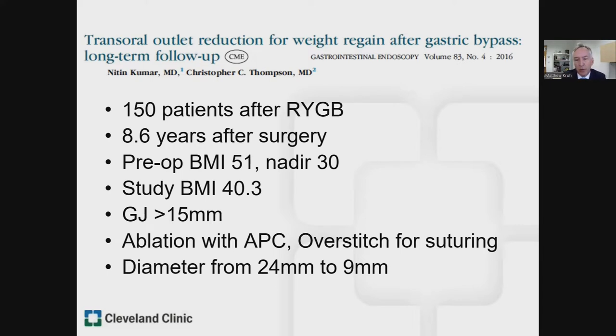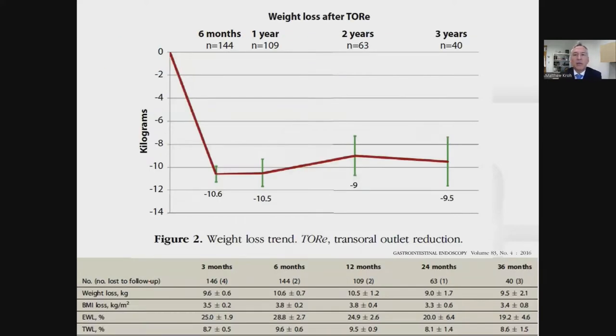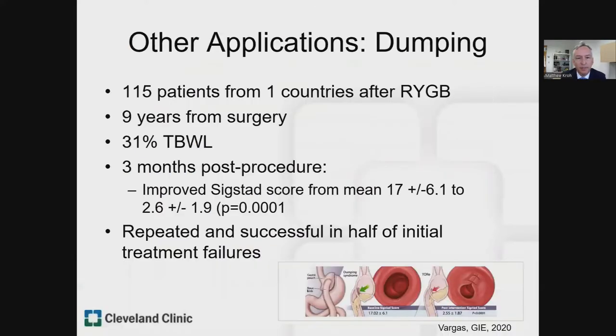Pre-op BMI 51, got to the lowest point of 30 and then regained to 40. And they were successful in reducing the diameter from 24 millimeters to 9 millimeters. And if you look at this data up to 3 years, you can see that the initial 6 and 12 month data that we just talked about in another series seems to be at least relatively maintained over the course of 3 years afterwards. So this could be a good endoluminal reintervention for patients with weight regain and dilated gastrojejunostomy.